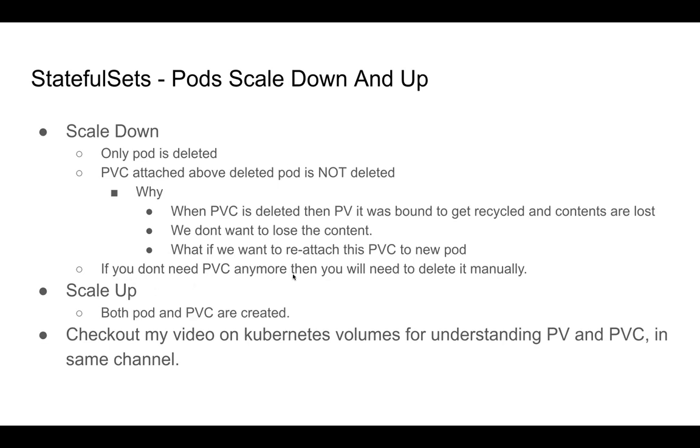If you don't want the PVC anymore, let's say you're deleting the pod and you know that you will never read the state of that pod at all, then the pod is gone. Now you have to delete the persistent volume claim. You should go and delete that manually. When you're scaling up, at that time both pod and PVC are created. When you scale down, the PVC is not gone, but during scaling up, the PVC is created. So if you want to know more about PV and PVC, check the previous videos on Kubernetes volumes on the same channel.